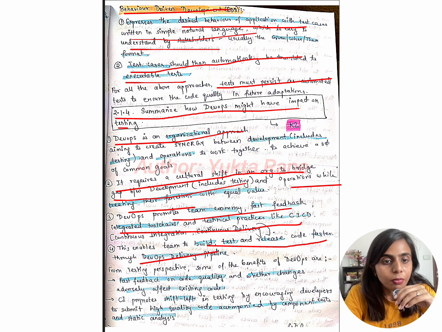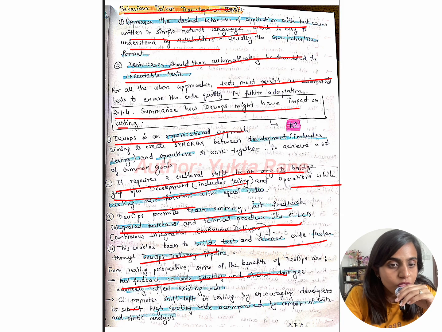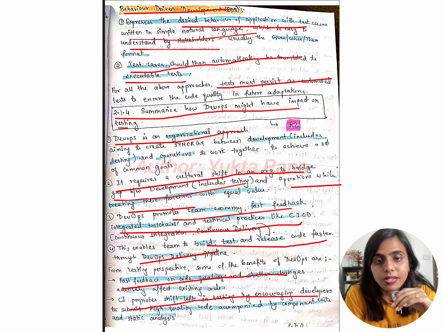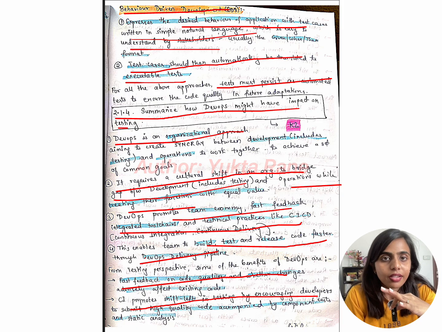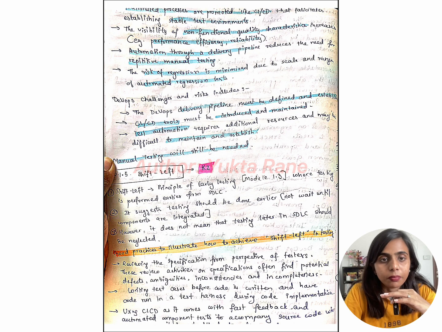From a testing perspective, some of the benefits are fast feedback on code quality, and you can start the regression testing right away. CI promotes shift left in testing by encouraging developers to submit high quality code accompanied by component tests and static analysis. Basically, the faster you build the defects you have fixed in the previous code, the faster the testing will happen, and that will contribute to more success for the project. That is basically implementing the early testing principle. So that's why DevOps is an important part.